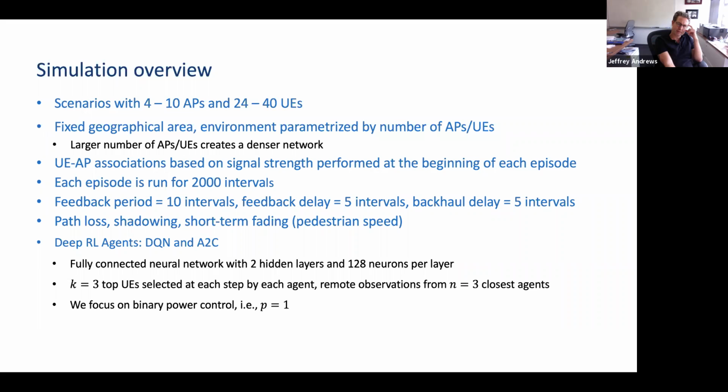Maybe for the path loss model, are you using a single slope or dual slope? A dual slope path loss model, I believe. Like with 2 and 4 or something like that? Path loss?